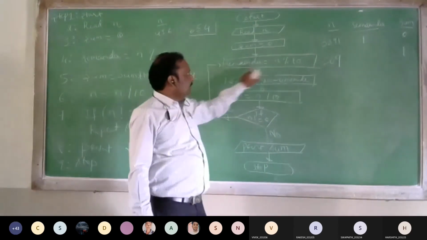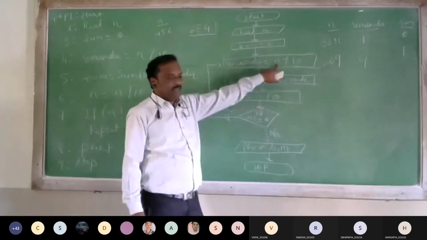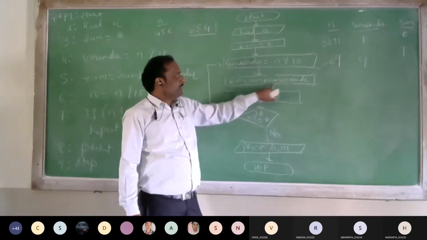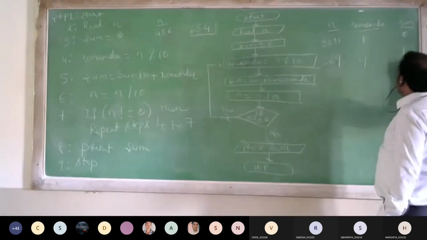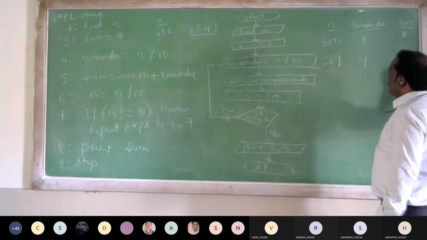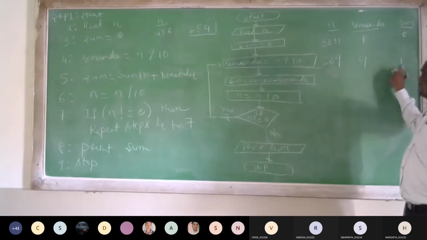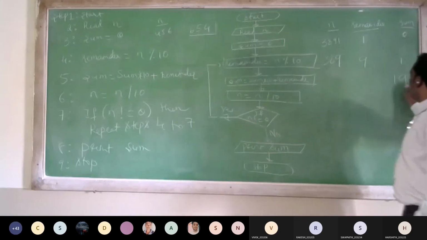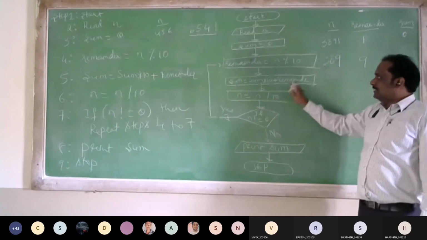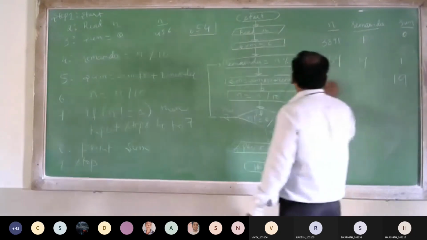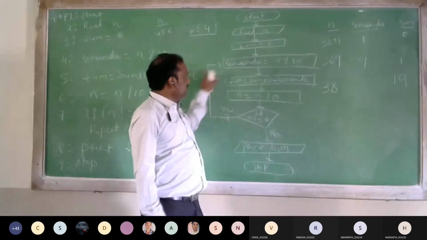Yes. Remainder is, get the last digit. What is the last digit? Last digit is 9. Sum is equal to sum into 10 plus remainder. What is the sum? Sum is 1, right? 1 into 10 is 10. 10 plus remainder, 10 plus 9 is 19. Now n is equal to n by 10. Remove this last digit. You will get 38. Is 38 not 0? Yes, it is not 0.